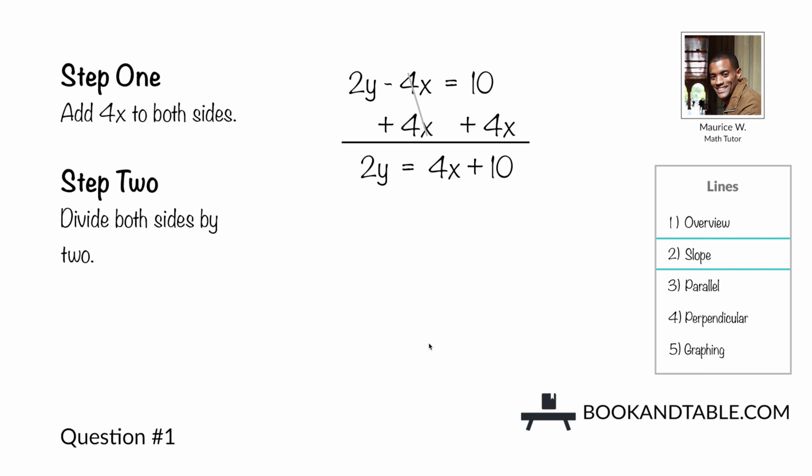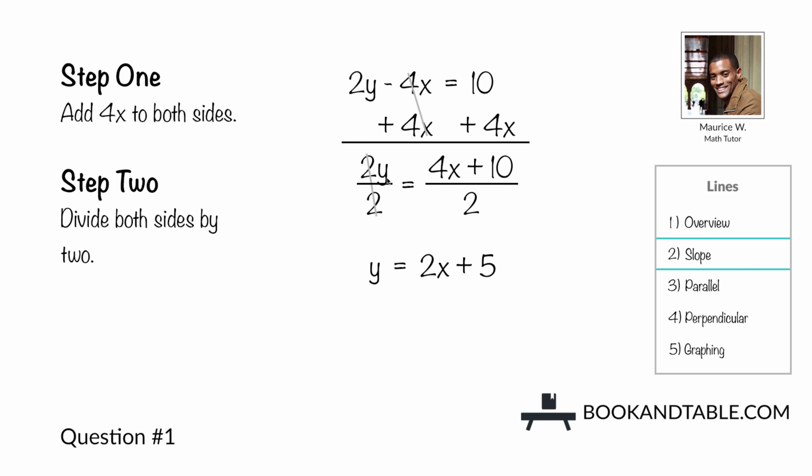Question number 1, step 1. Remember, we want to isolate our y term. So the first thing we're going to do is add 4x to both sides to negate this negative 4x. That gives us 2y on the left side and positive 4x plus 10 on the right side. We put our x term before our constant just to keep it in mx plus b form. Now we want to get rid of this coefficient 2. So step 2, divide both sides by 2.